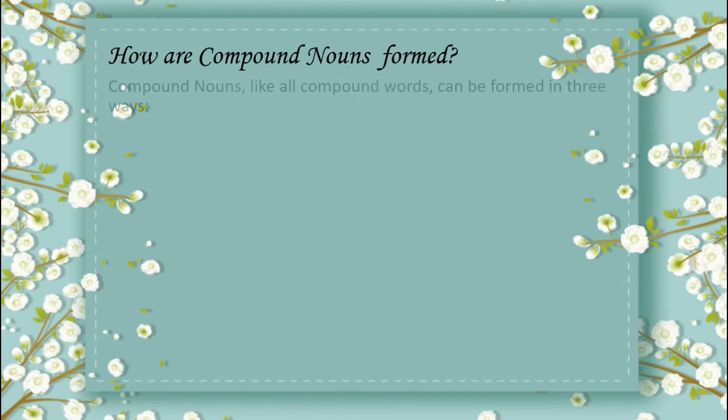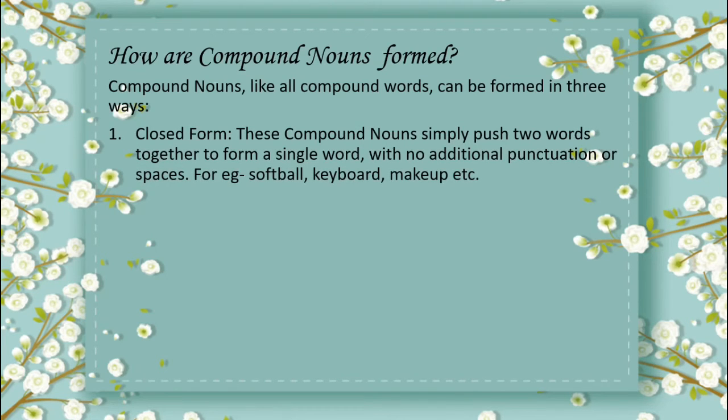Let's now understand how compound nouns are formed. Compound nouns, like all the compound words, can be formed in three ways. The first way, the closed form. These compound nouns simply push two words together to form a single word with no additional punctuation or spaces between them. For example, softball, keyboard, makeup, etc.